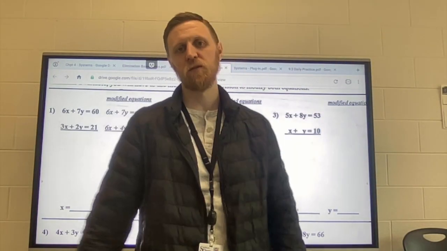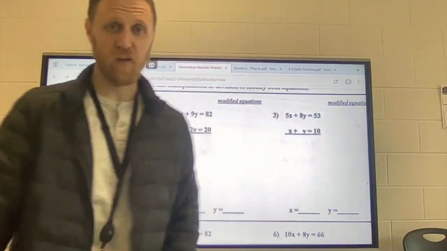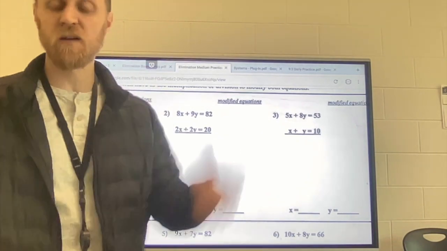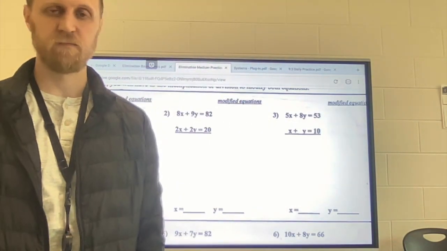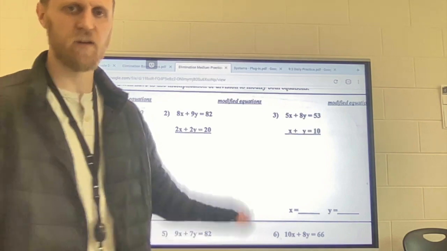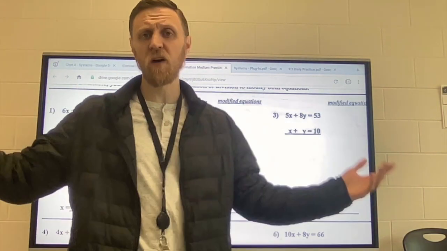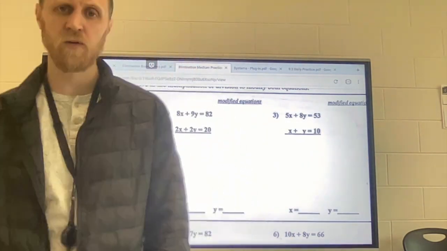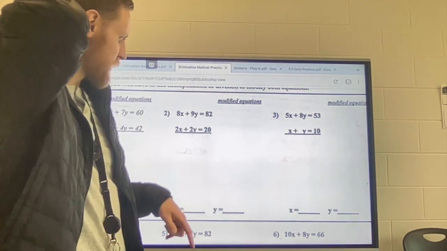Welcome back to the next part of solving by elimination. So we just did the really easy stuff where it's all lined up for us and it's really nice and easy. So what do we do if there's not already opposites? That's the big question. So let's look at this new worksheet that you picked up.